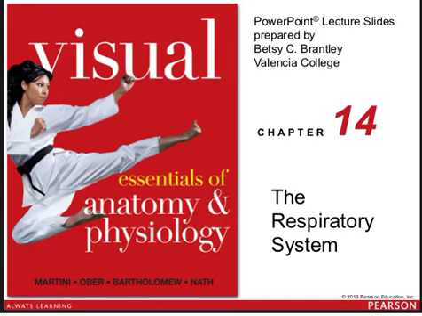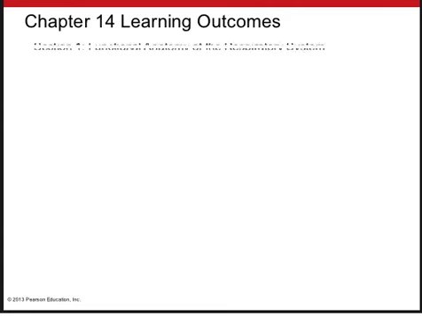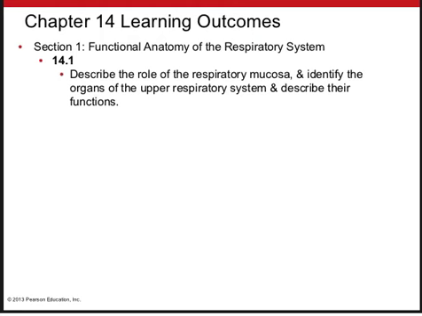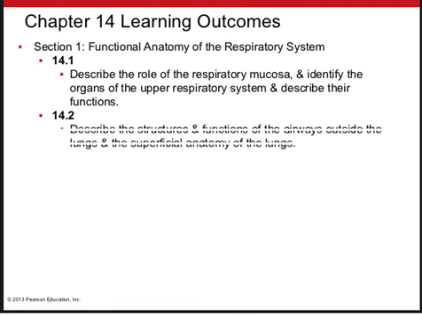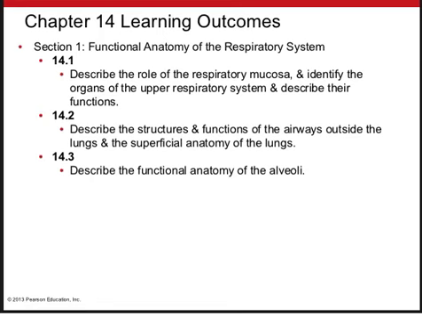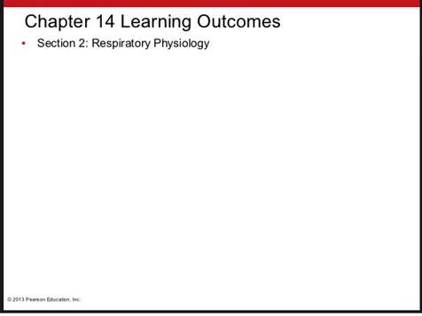Okay, welcome everybody. This is the Chapter 14 podcast on the respiratory system. We're going to look at the functional anatomy of the respiratory system by describing the role of the respiratory mucosa, identifying the organs of the upper respiratory system and describing their function. We'll describe the structures and functions of the airways outside the lungs and the superficial lung anatomy. We'll describe the functional anatomy of the alveoli.